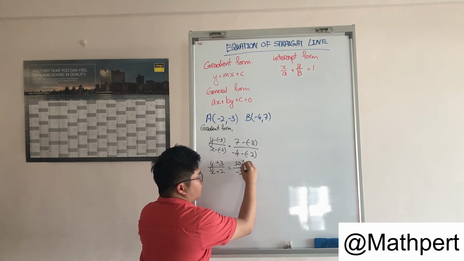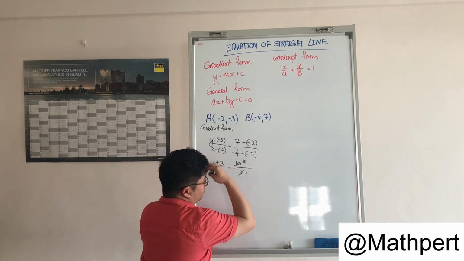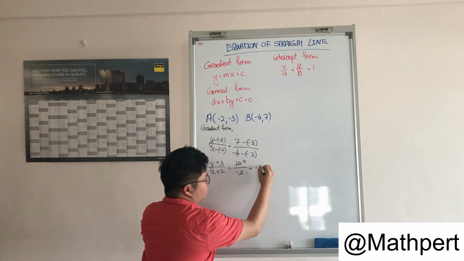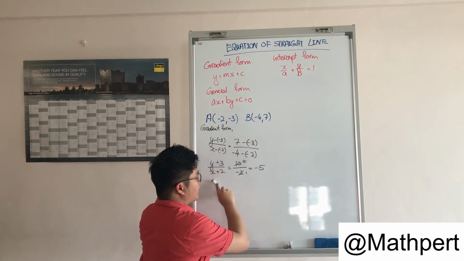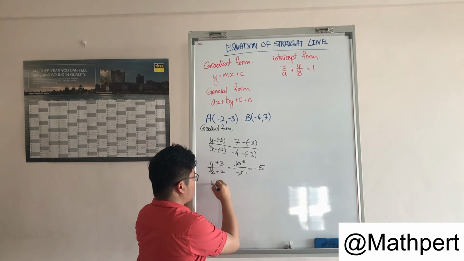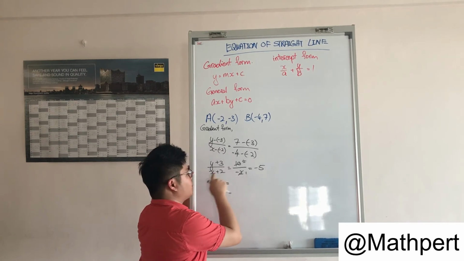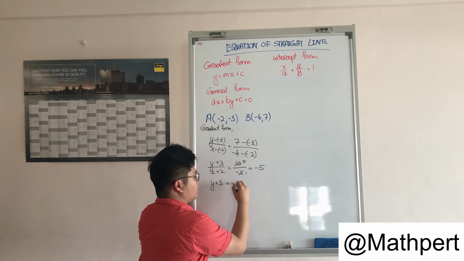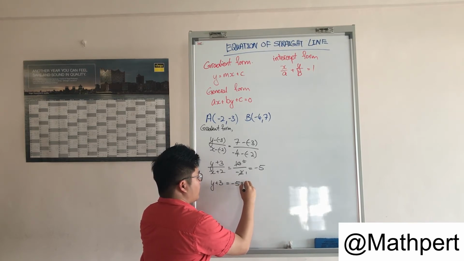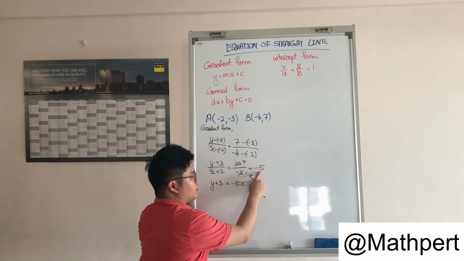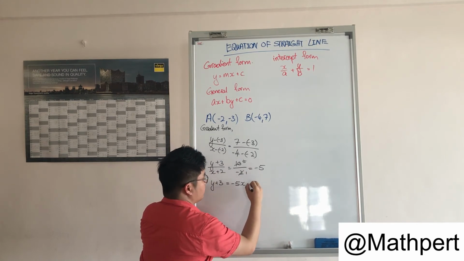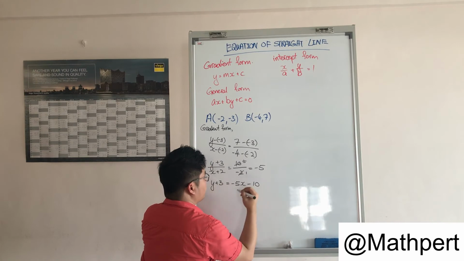Here becomes 5, here becomes 1. So we end up with negative 5 because here we have a negative. So cross multiply. Here y remains as y plus 3 equals negative 5 multiplied by x minus 5x. Positive 2 multiplied by negative 5 will be negative 10.